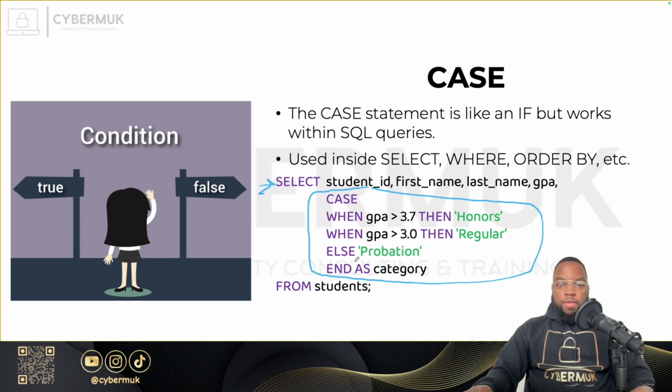And then here we have end. So after case, you need to have an end. And what are we doing here? As category, just to rename the column. The as category part is not mandatory, but it's always good practice to rename your columns properly to better understand. And then from table student.